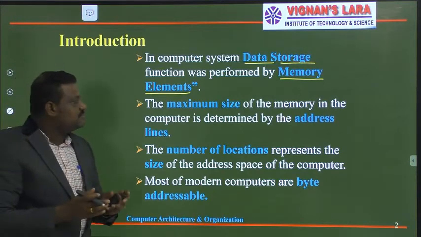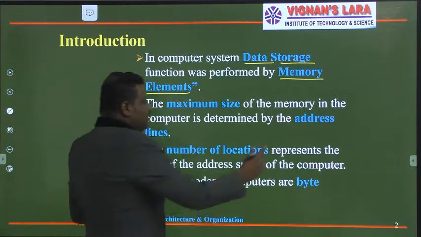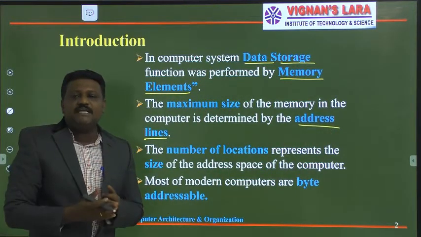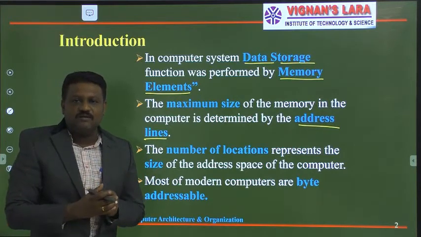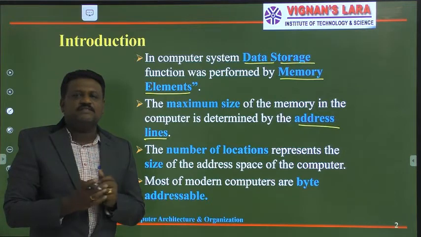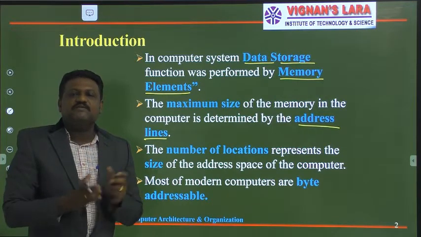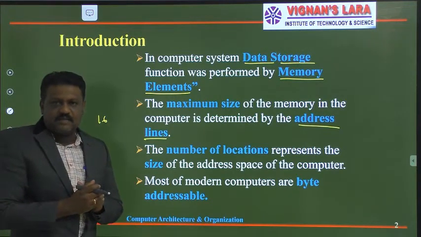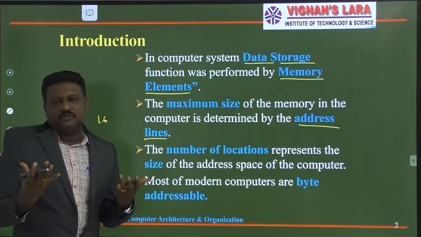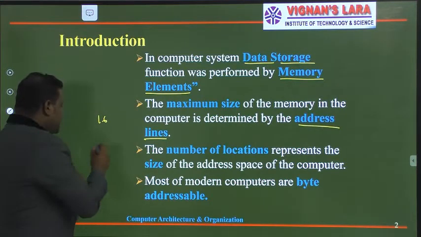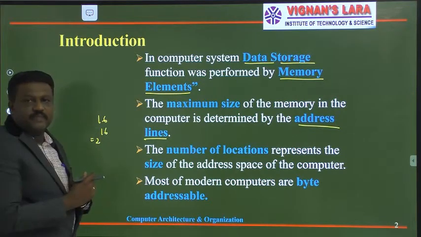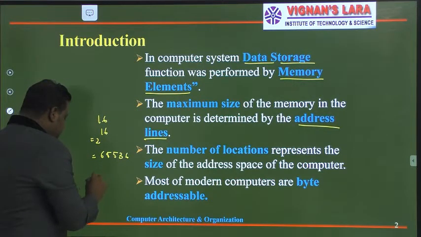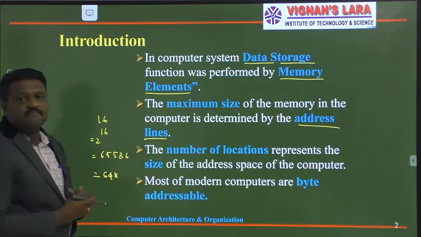The maximum size of the memory in the computer is determined by the address lines. Yes, absolutely, it is true. The maximum memory capacity of a computer system purely depends on the number of address lines present in the system bus. For example, a system consists of 16 address lines in its address bus. The number of addresses we can produce by using these 16 address lines is equal to 2 power 16, which is equal to 65,536. It is simply equal to 64K.